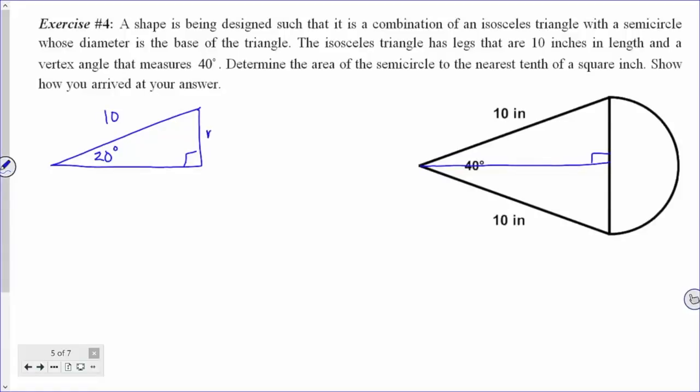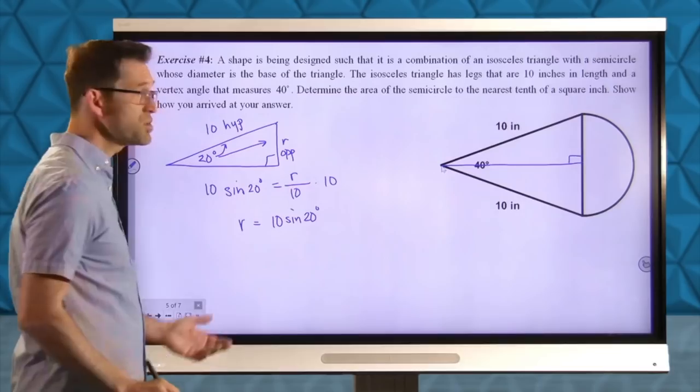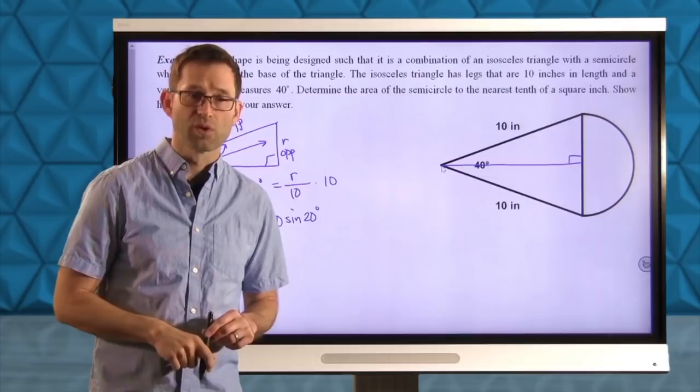It's what I need. I'm going to actually call it r, okay? And I can use right triangle trigonometry now because r is opposite that 20 degrees and the 10 is the hypotenuse. I can use the sine. I can say the sine of 20 degrees is equal to the side opposite, r, divided by the hypotenuse, 10. Multiplying both sides by 10, I find that the radius is 10 times the sine of 20 degrees. And of course, that's what I need to calculate the area of the semicircle.